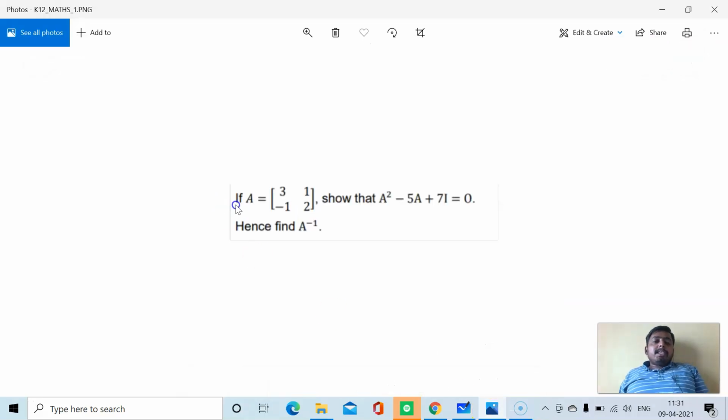The question says if A is equal to the 2 by 2 matrix 3, 1, minus 1 and 2, then show that A square minus 5A plus 7I is equal to 0. Hence find A inverse. So there are two questions in the same question. That means we have to first show that A square minus 5A plus 7I is equal to 0. After that we have to find A inverse.